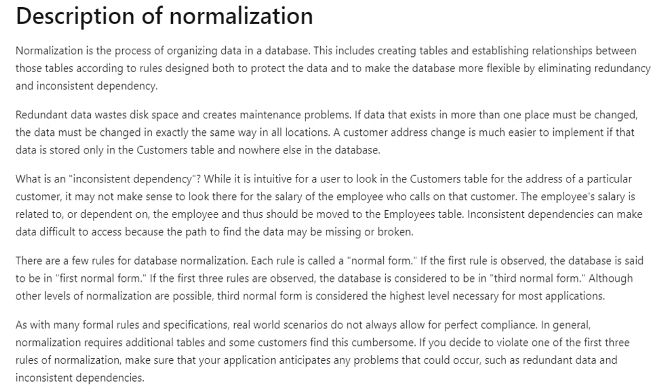Other normalization forms, fourth normal form, also called Boyce-Codd Normal Form (BCNF), and fifth normal form, do exist but are rarely considered in practical design. Disregarding these rules may result in less than perfect database design, but should not affect functionality.